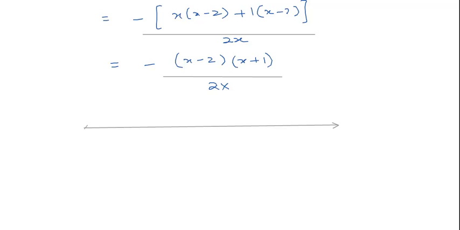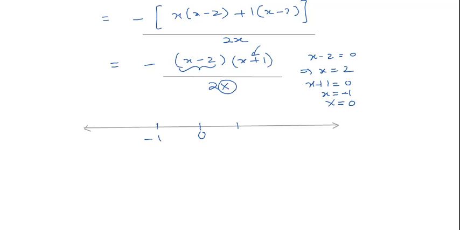Let us plot the critical points of f dash x. If we equate this to 0, we get x minus 2 equal to 0, that will give x equal to 2. If we take this one and equate it to 0, we get x equal to minus 1, and if we equate this to 0, we get x equal to 0. So our critical points are 0, minus 1 and 2. This is infinity, this is minus infinity.